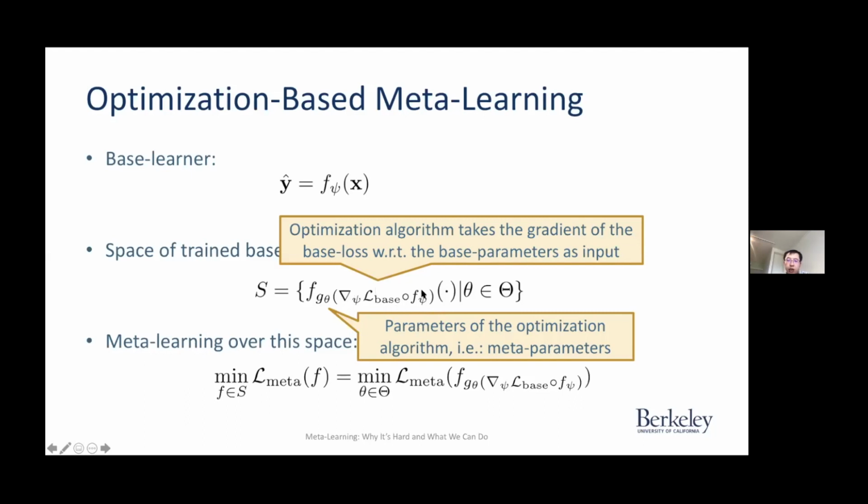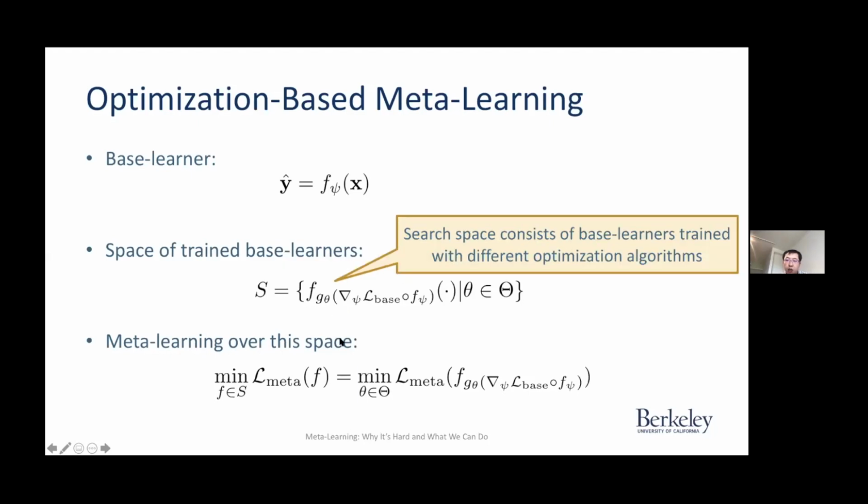And then whatever we get from that optimization algorithm is going to be used as the final set of parameters that we use for the base model. And the optimization algorithm itself is going to be parameterized using the meta parameters. So these are the thetas here. And so the search space is essentially going to consist of base learners trained with different optimization algorithms. So as we change the theta here, we are going to get a different way of actually finding the psi, and then the different psi are actually going to be used in the base learners.